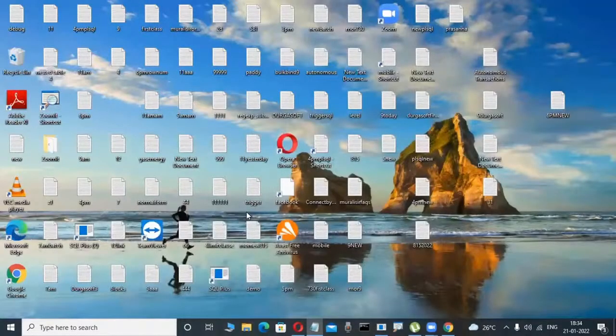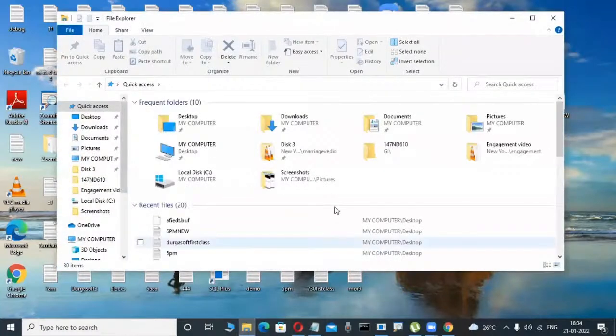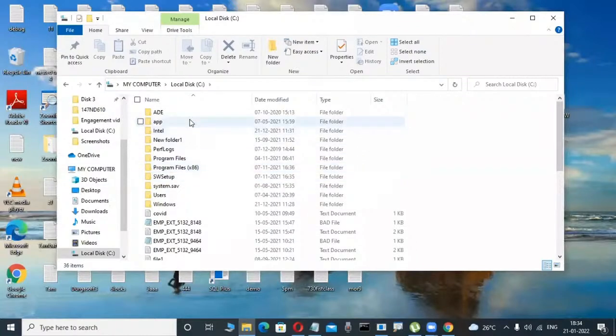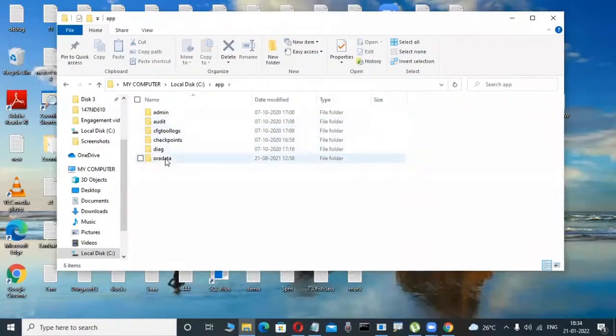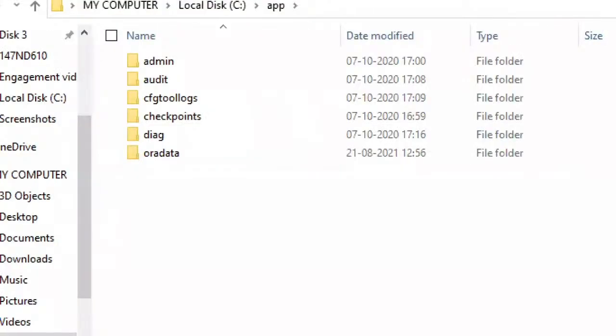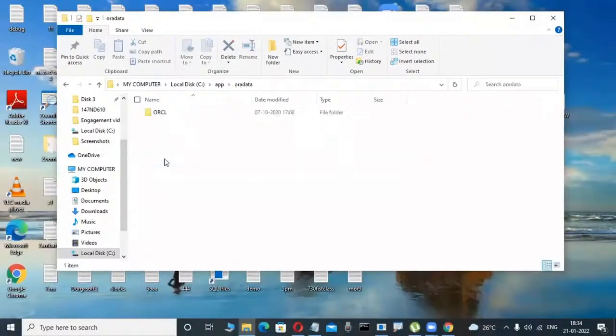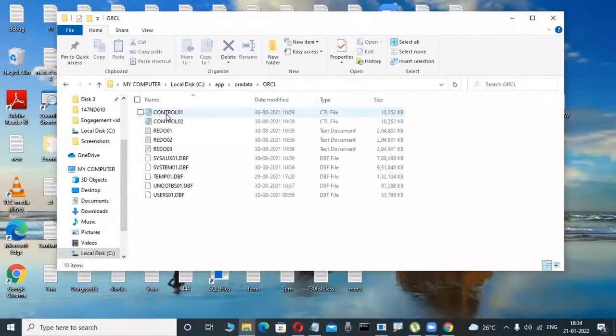Now I'm interested to view whether this table is created or not in my operating system. Suppose it is a Windows operating system, where I have already installed Oracle. In that location, I try to view, for example in C colon or D colon, where Oracle is. These are all directories, these are folders. Here: Oracle, Oradata, ORCL.